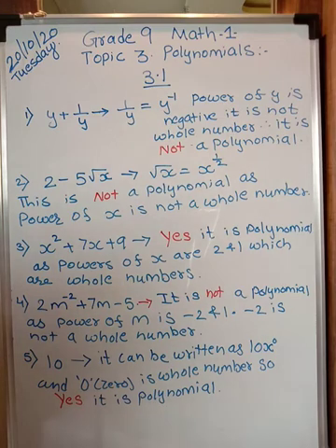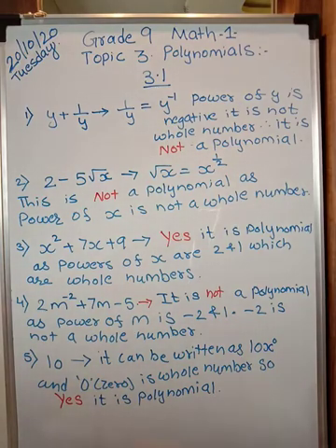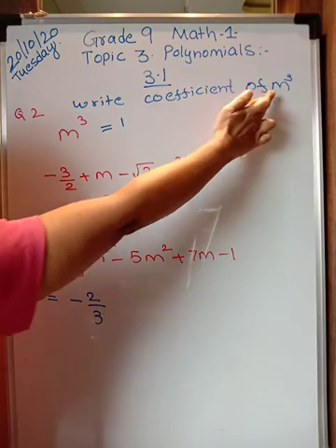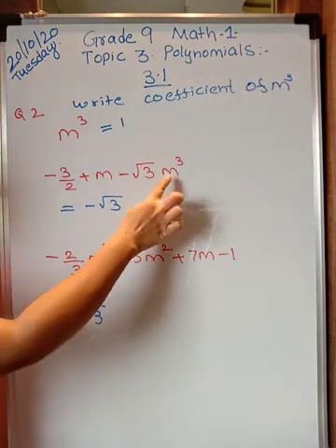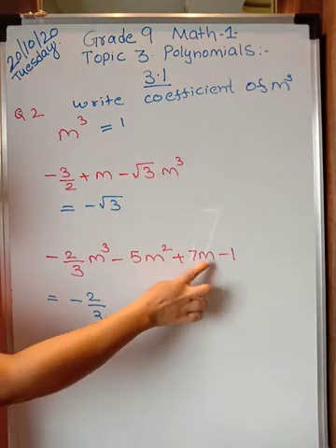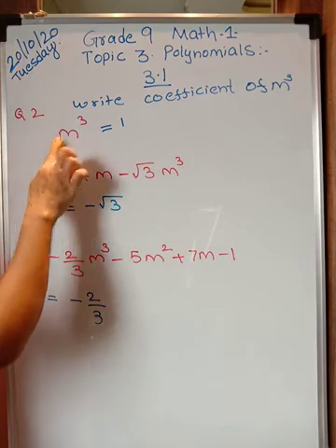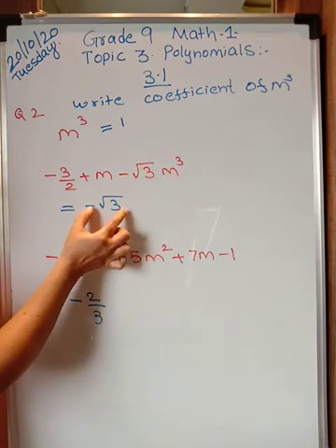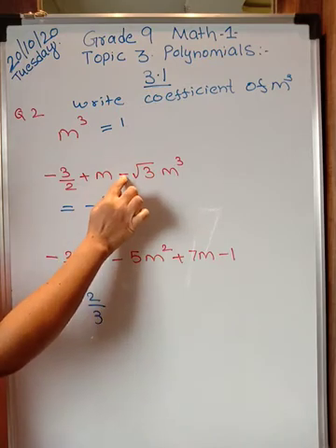Now for the second question, write the coefficients of m cube in each of the given polynomials. Let's do it quickly. The second question is very easy. Write the coefficient of m cube. Concentrate. Don't write for m. We don't want m square or m. Only m cube. Nothing is there, so 1 will be there. Here m cube is over here. So the coefficient is minus root 3. Do not forget to write this minus sign.